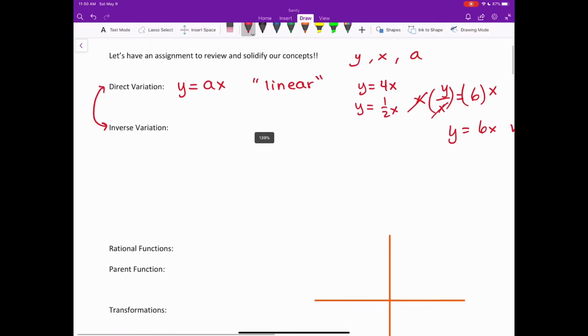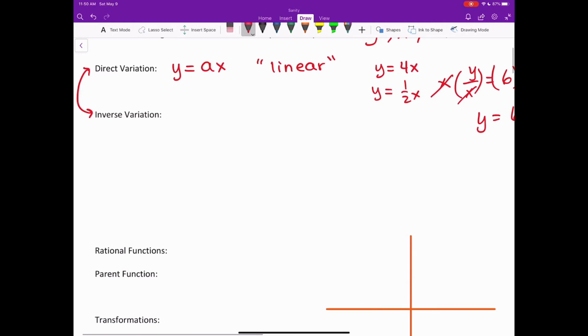We also talked about inverse variation, which led into our topic of rational functions. Inverse variation looks like this: y equals a over x. And this is what we're starting to call rational functions. If you ever think about rational numbers, you should be thinking about fractions, and we see fractions right here. That's why we call them rational functions. Here are my examples of inverse variation.